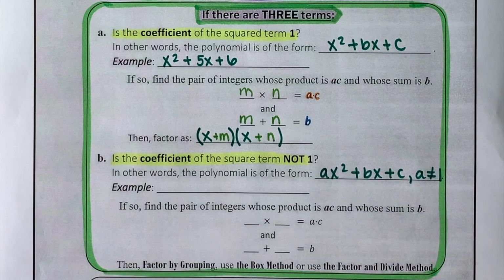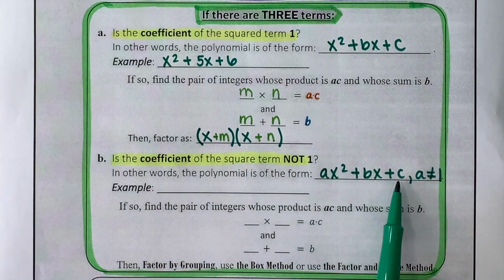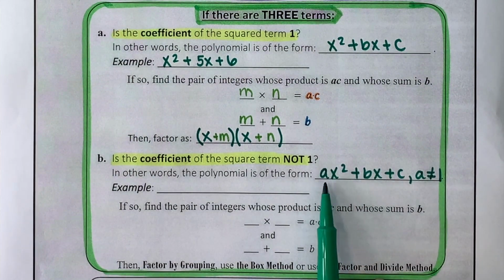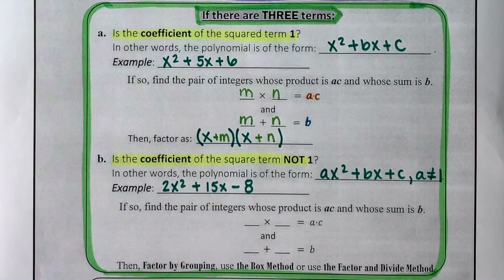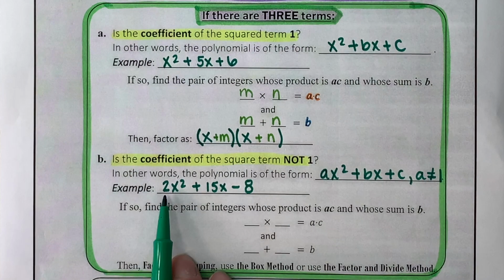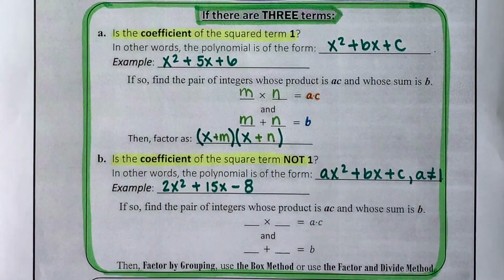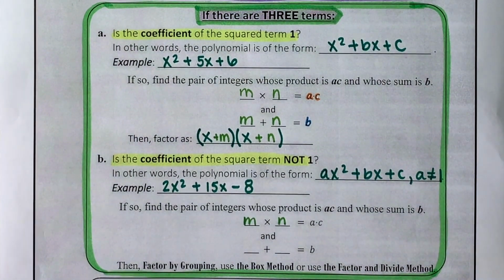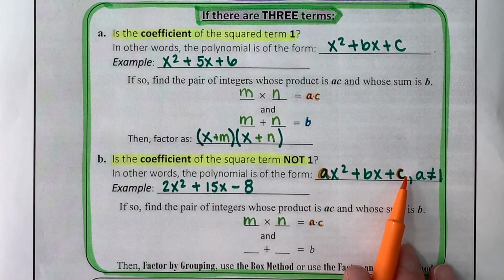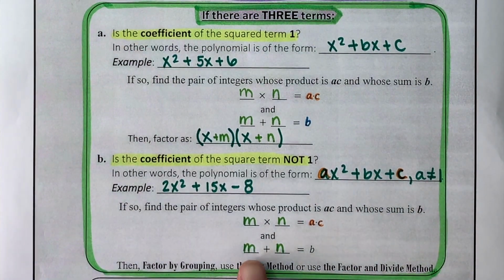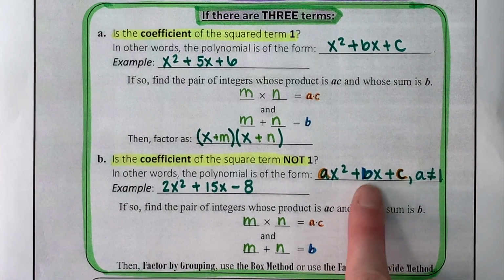So we're looking here at a trinomial of this form where the coefficient of the x squared term, which we call a, is not 1. An example would be this trinomial here. After checking for a GCF, then we need to find two numbers. We'll call those numbers m and n. M times n must multiply to give us a times c, where a is the coefficient of the x squared term and c is the constant. And those same two numbers must add to give us b, where b is the coefficient of the x term.